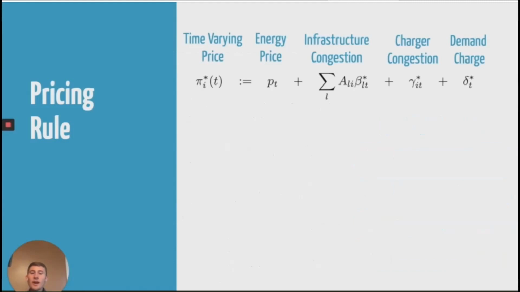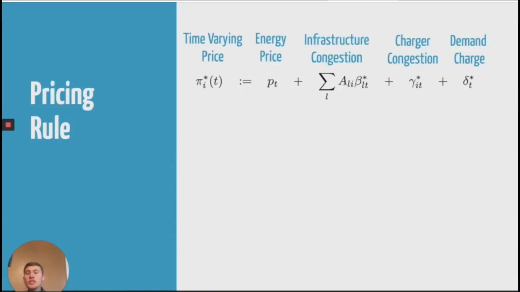And that leads us to our actual pricing rule. We'll start with a time-varying session-specific price. And that session-specific price at every time instance is a factor of 4 components: the energy price, which is based on the time of use price of energy, a congestion price based on how congested the system is at the time, a charger congestion price, and a demand charge component.